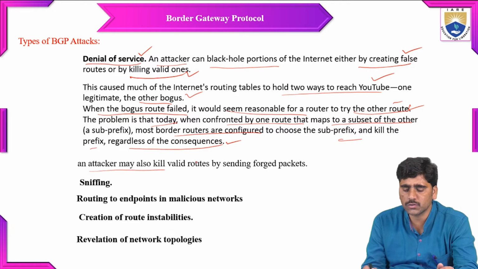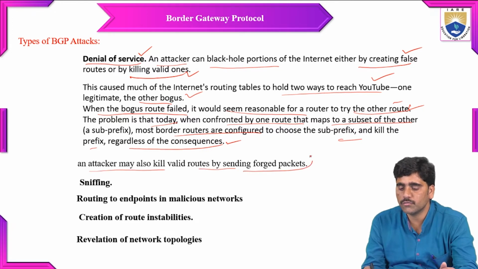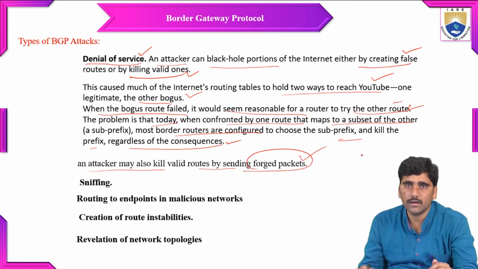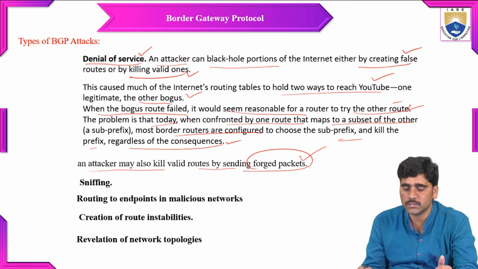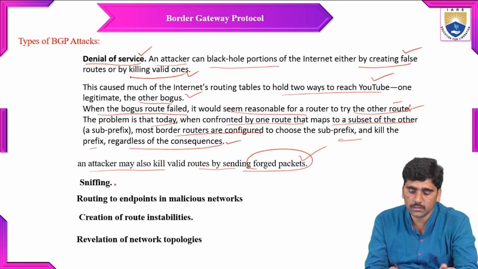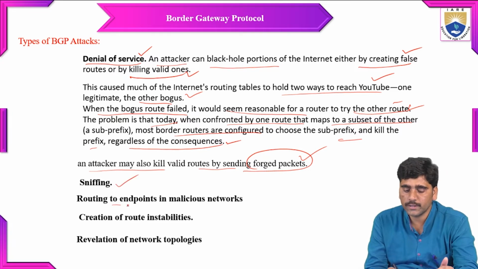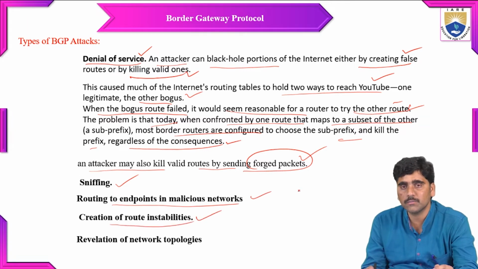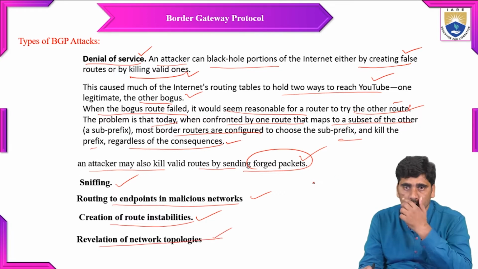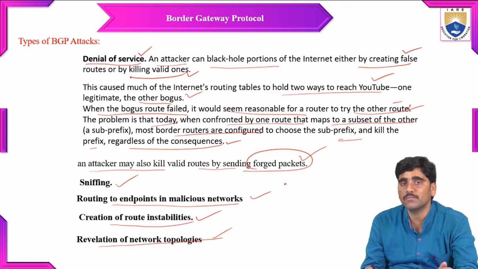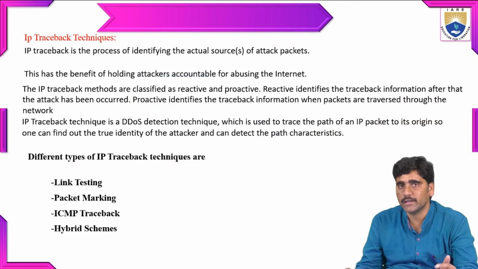An attacker may also kill valid routes by sending forged packets. So an attacker can send forged packets to destroy the routes. That also enables sniffing, routing to endpoints in malicious networks, creation of route instabilities, and revelation of network topologies. So these are all some types of BGP attacks. And IP traceback techniques.